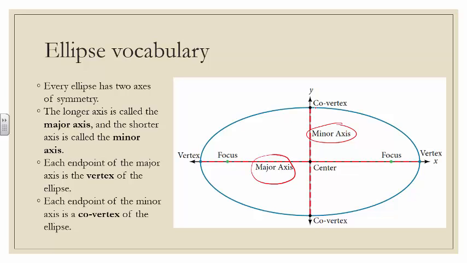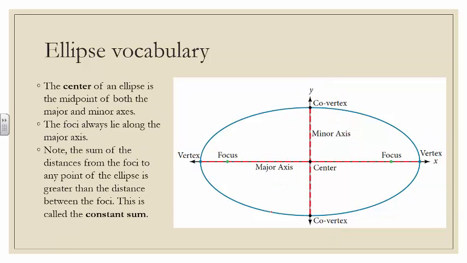At the end point of the major axis is a vertex of the ellipse. The major axis has two endpoints, here and here, and they are both called the vertex of the ellipse. At each endpoint of the minor axis, we have a co-vertex of the ellipse. And here are the two co-vertices of this ellipse.